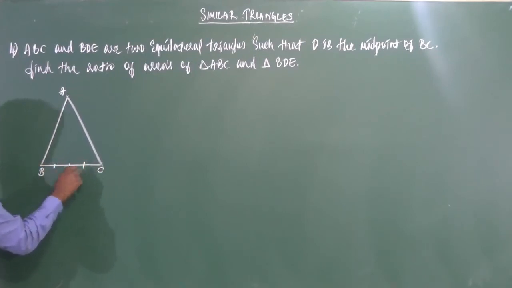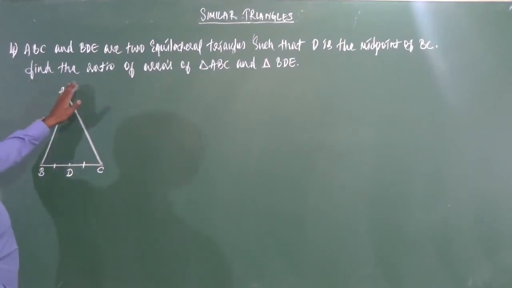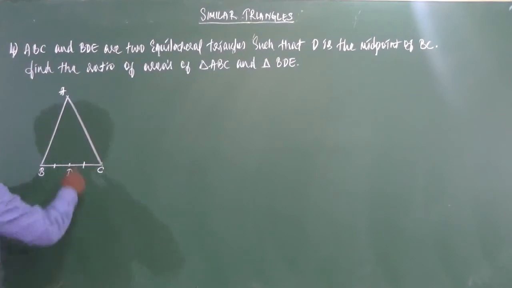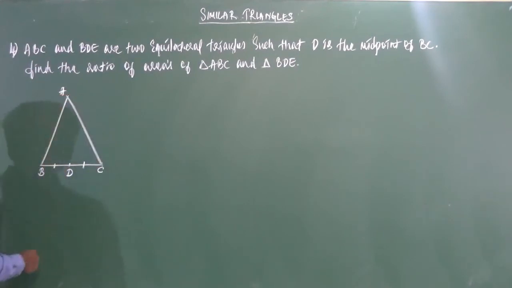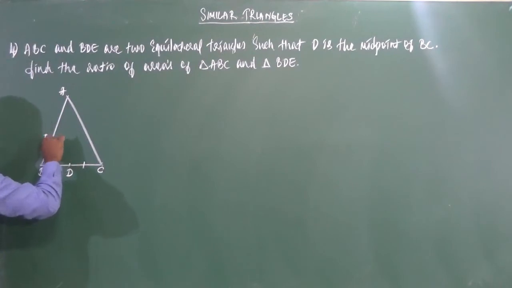So therefore BD will be equal to DC. Right. D is the midpoint of BC. Find the ratio of areas of triangle ABC and triangle BDE. Somewhere we have to go with point E here. We have to join this.